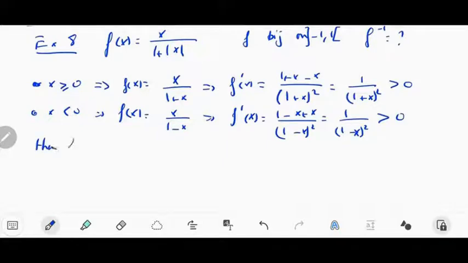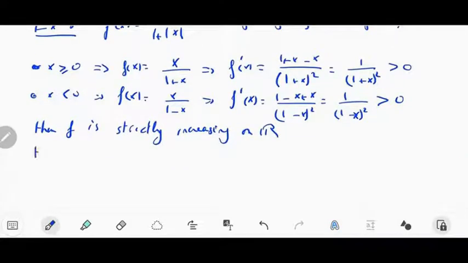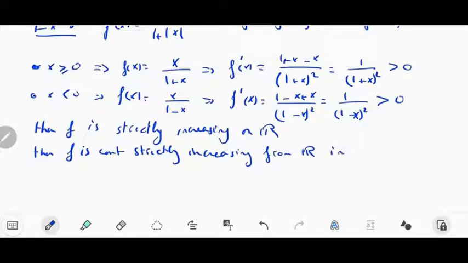Then f is strictly increasing on R, of course on the domain, which in this case is R. Then f is continuous and strictly increasing from the domain, which is R, into what? Into the image, and we need to find the image.